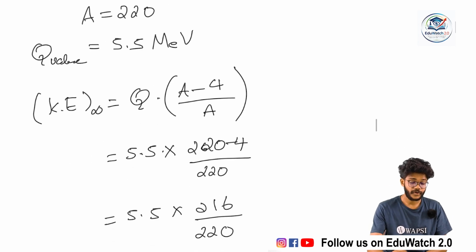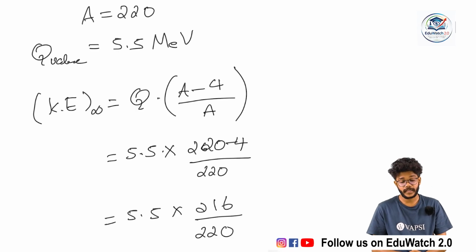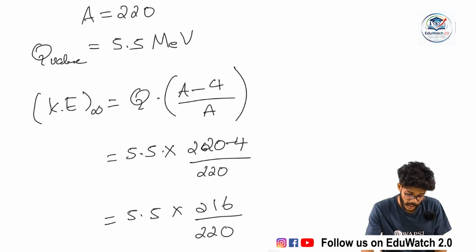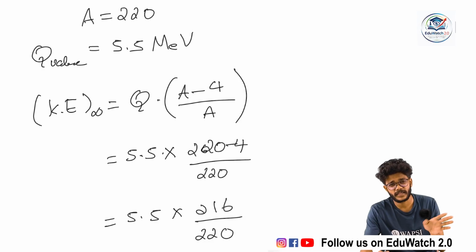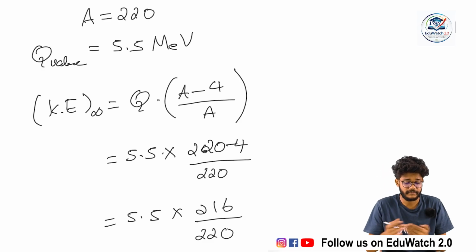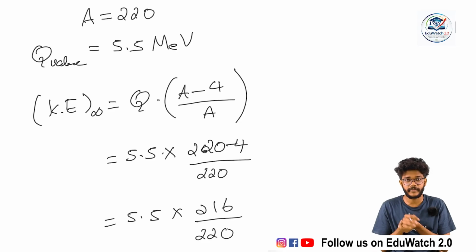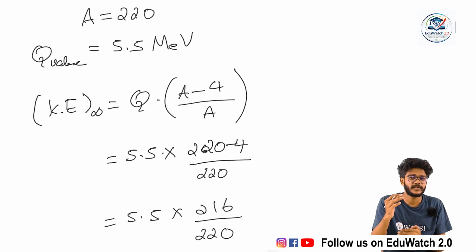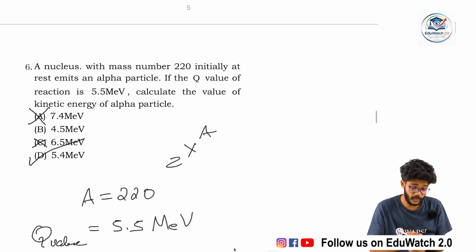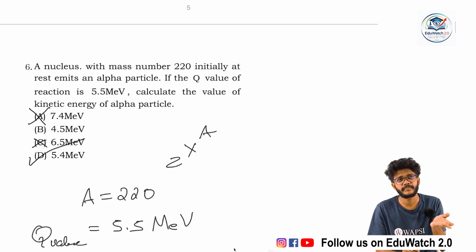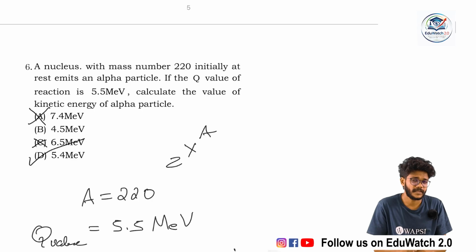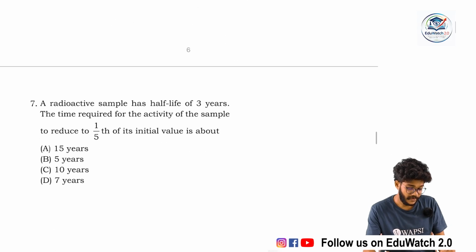And you need to focus on this equation. Kinetic energy of alpha particle is related to the Q value and mass number of the particle. If the mass number is very small, then the difference by the negative part, minus 4, will matter. Actually, the particle with the heavier mass number will emit an alpha particle. To emit an alpha particle, the mass number should be greater than 150 or so. Then we can move to the seventh question.